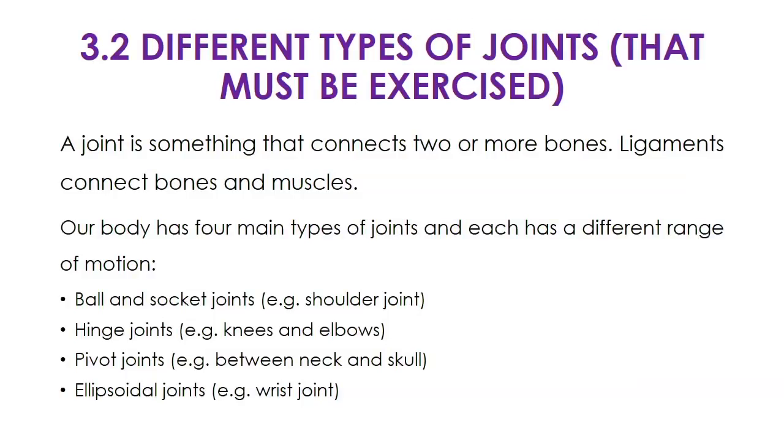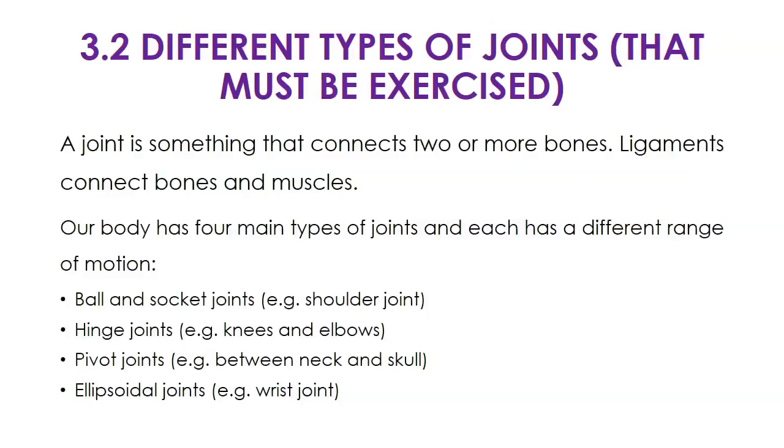Okay? Then you get pivot joints. Now an example of your pivot joint is between the base of your skull and your neck. And it is a very small range of motion. But what it allows you to do is to nod your head and also to say no.